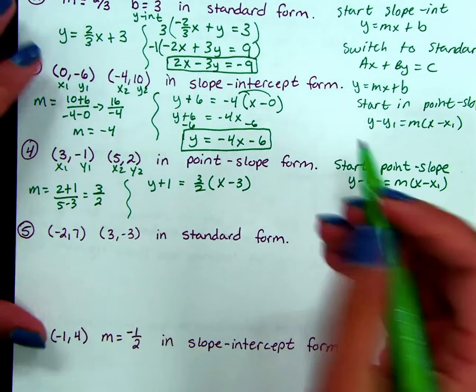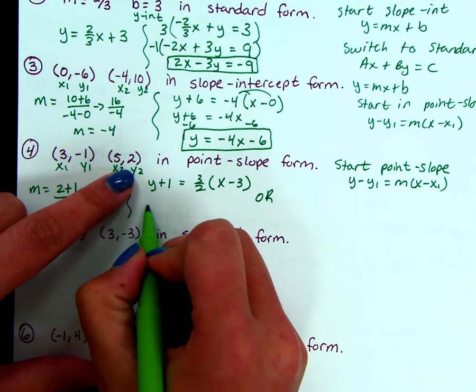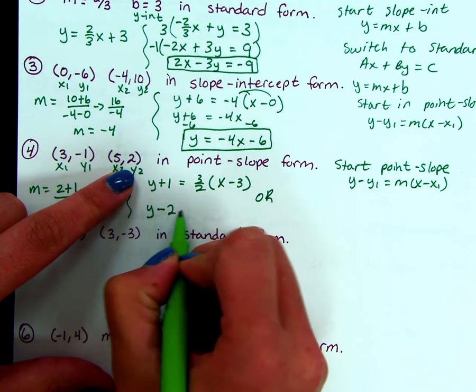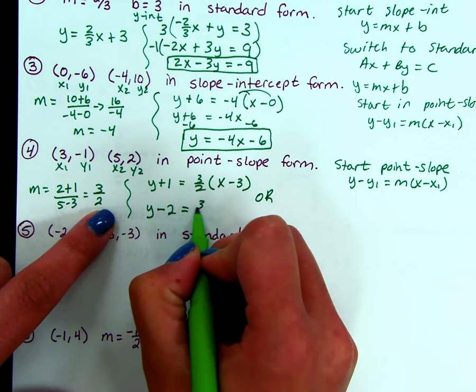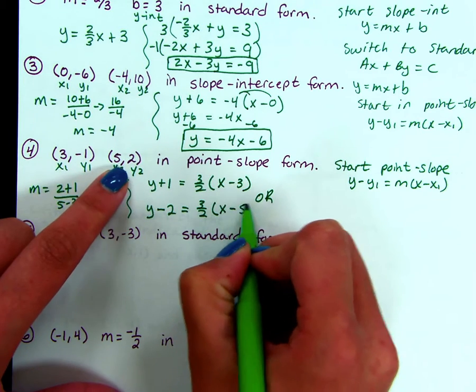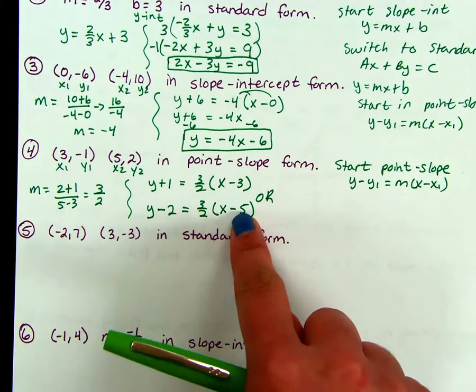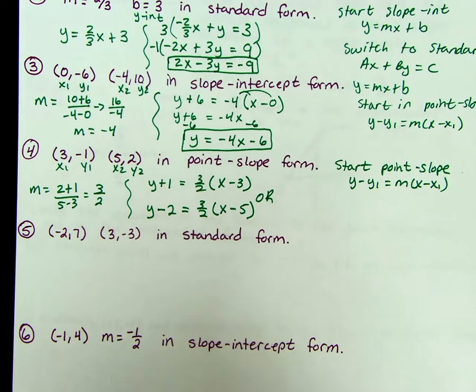So for this one, there's actually 2 correct answers. We could have also used the second point. So if we use that, we would have y minus 2 equals the slope, and then x minus 5. So either one of those answers would be correct. And if we simplify this to be in point slope or standard, we would see the exact same equation. Okay.